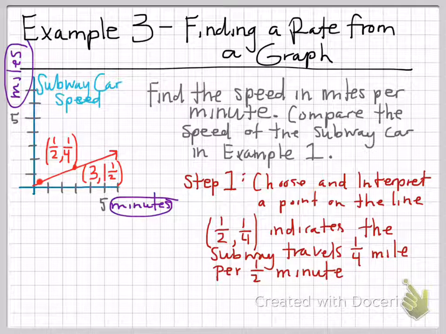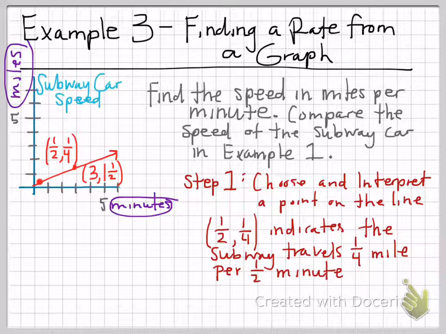Step 1, choose and interpret a point on the line. We see 2 points that they give us. They give us (1/2, 1/4), and then they give us (3, 1 1/2). For me, I'm going to choose the one that is a little cleaner, so just the 2 fractions. So I chose (1/2, 1/4). Please write everything that you see. (1/2, 1/4) indicates the subway travels 1/4 mile per 1/2 minute.